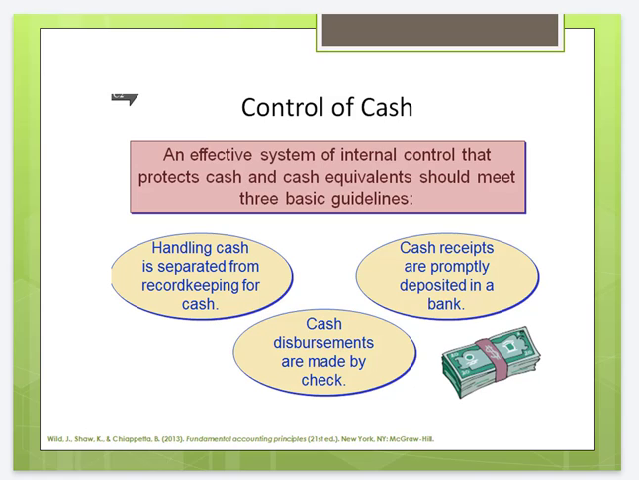Okay, and of course, cash is always going to be our most vulnerable asset, so we definitely want to make sure that we protect our cash. We want to make sure that the person with access to the cash is separate from the person that does the record keeping. We want our cash disbursements ideally made by checks, and we want all cash to be promptly deposited and tracked.